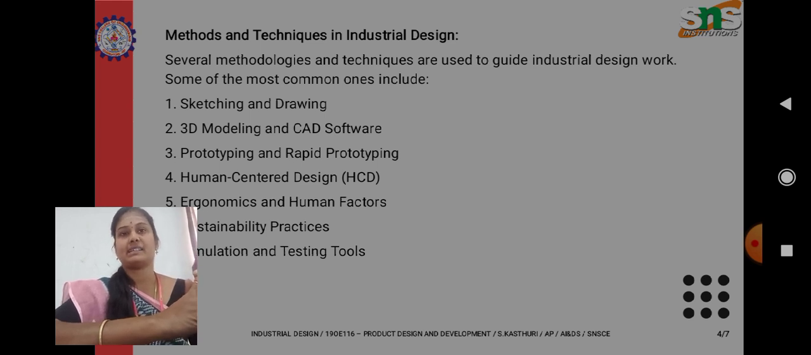Ergonomics and human factors. Ergonomic principles are employed to design products that are comfortable and reduce the risk of injury. Tools like anthropometric data and usability studies are used to ensure the design accommodates a wide range of users. Sustainability practices. Designers consider the life cycle of products from sourcing materials to manufacturing, use and eventual disposal or recycling. Cradle to cradle design and eco design principles are increasingly applied to minimize the environmental impact.